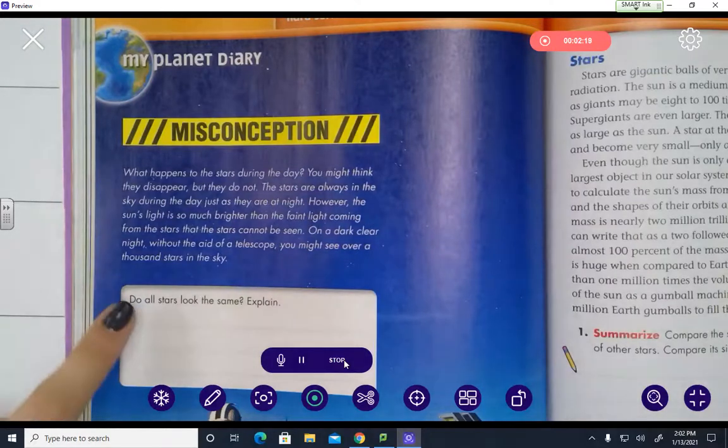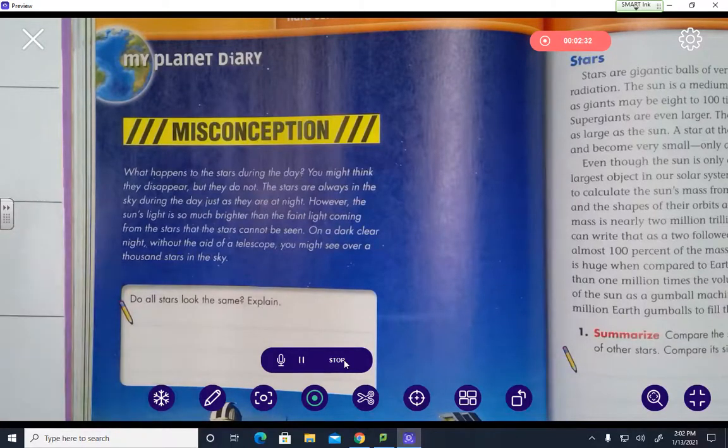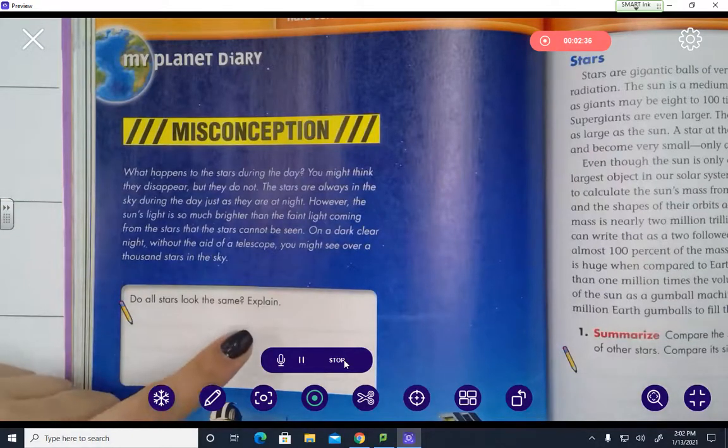All right, I want you to answer the question on page 178. Do all stars look the same? Explain. What do you think? Do all stars look the same? Yes or no? And then tell me why. Why do you think they look the same, or why do you think they all look different? Pause the video and answer that.